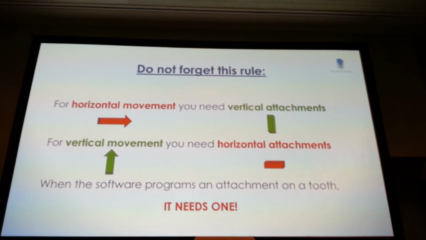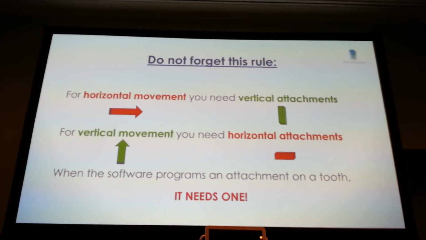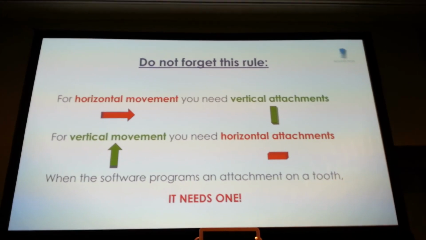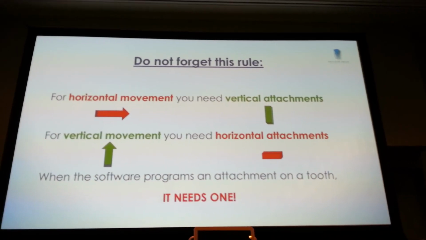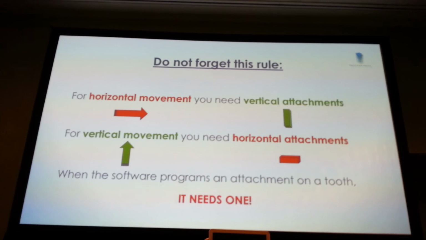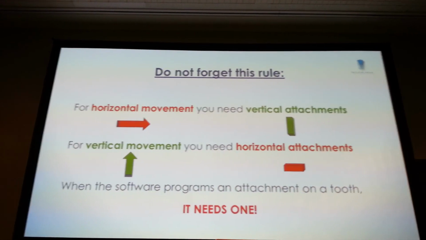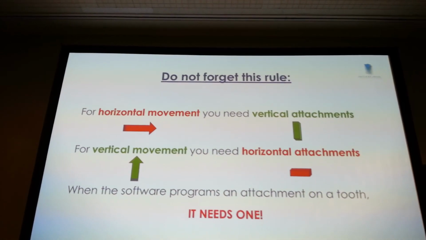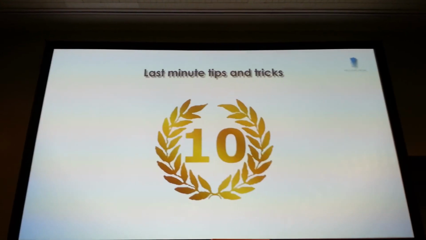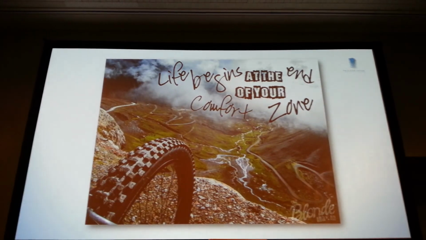Number 9, again, for horizontal movement, you need vertical attachments. For vertical movement, you need horizontal attachments. And when the software programs an attachment on a tooth, it needs one.